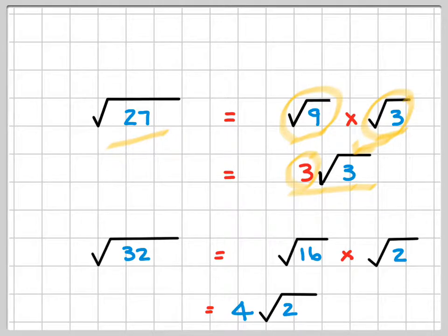Right, let's do one more before we end this lecture. So the square root of 32, we're going to try and find the factors that has at least one that has an answer to the square root as a whole number, and that would be 16. So the square root of 32 is the same as the square root of 16 times the square root of 2. The square root of 16 is 4, and the square root of 2 we can't solve, so we just park it there. So the answer is 4 square root 2.